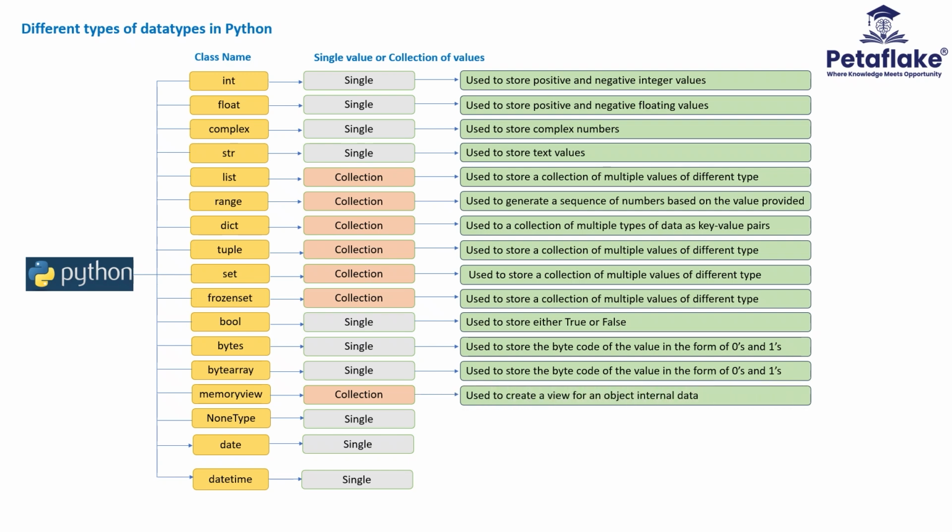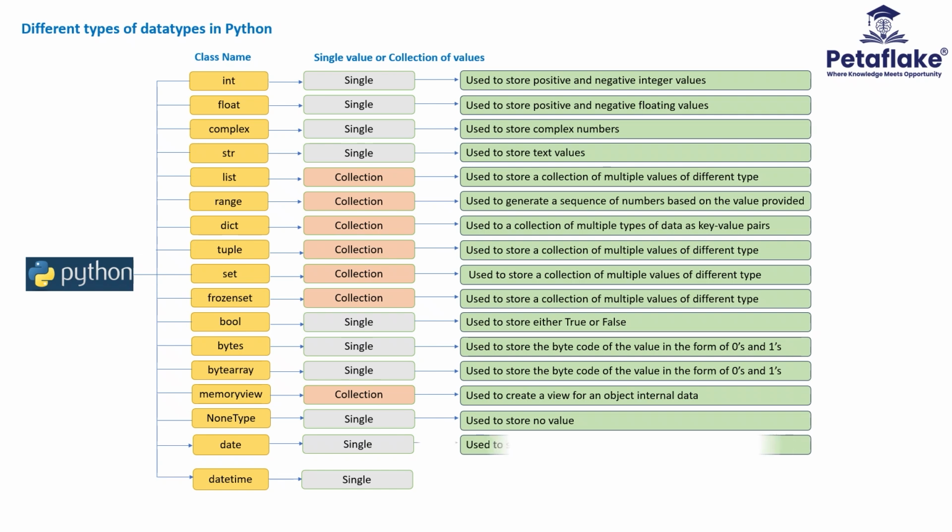Memory view data type is used to create a view for an object's internal data. This is a more advanced data type. I don't want to discuss it now, you will get confused. Just remember that a data type called memory view is available in Python. None type is used to store none value. None means nothing. If we want to create a variable without storing any value, then we can store none in the variable. A variable will be created with the given name without having any value stored in the memory.